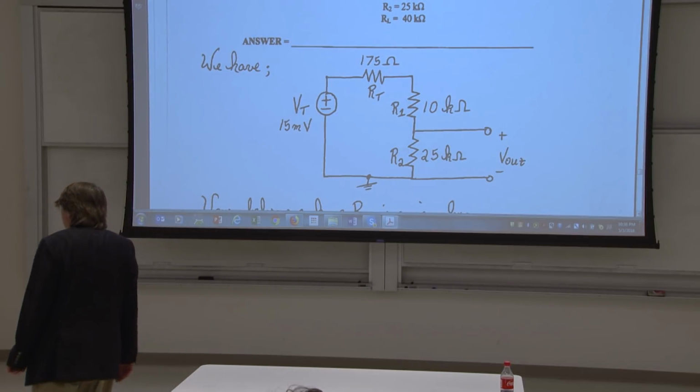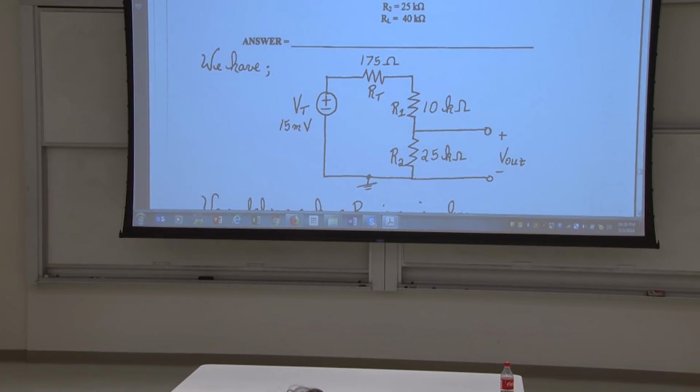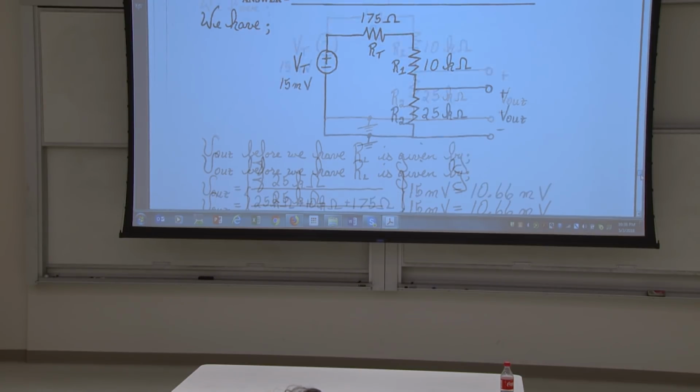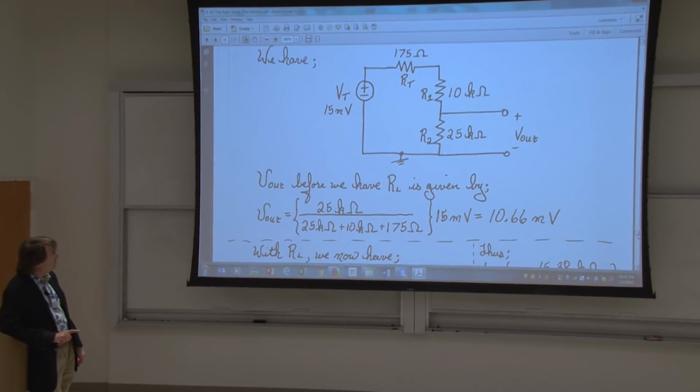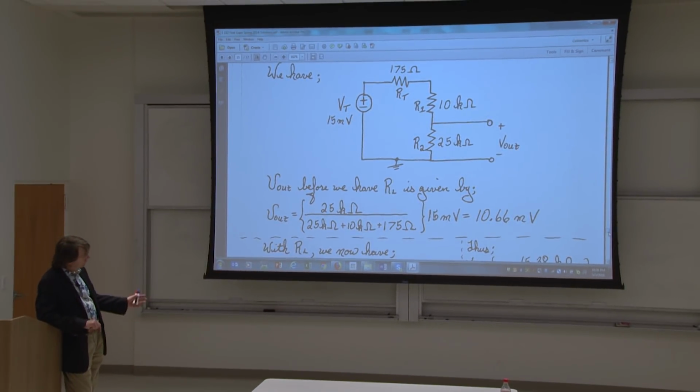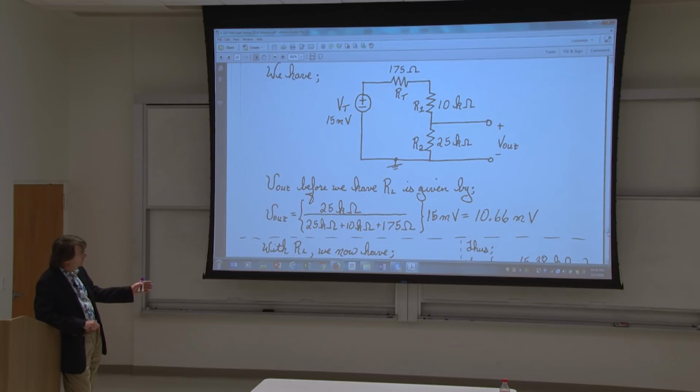Okay? So, V out before is R2 over R1 plus R2 plus RT. That sets up the ratio times V Thevenin. Plug in the numbers, we get an answer for V before.